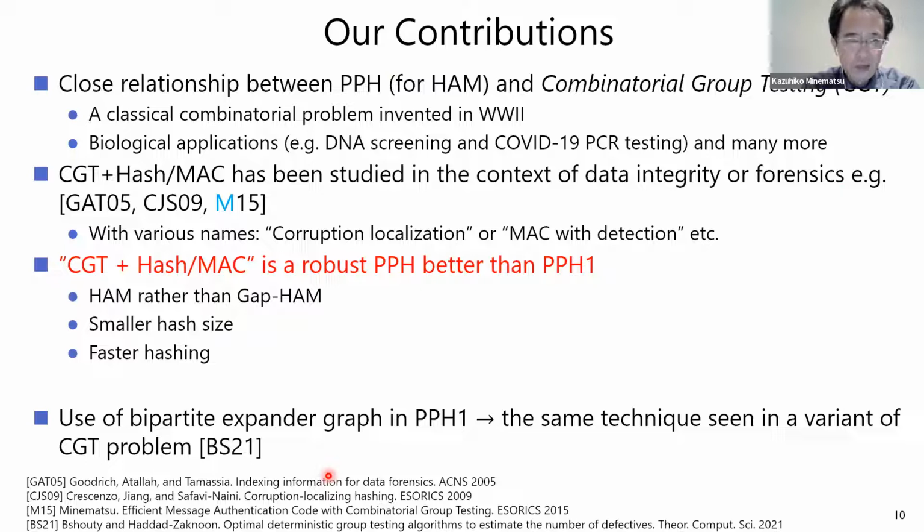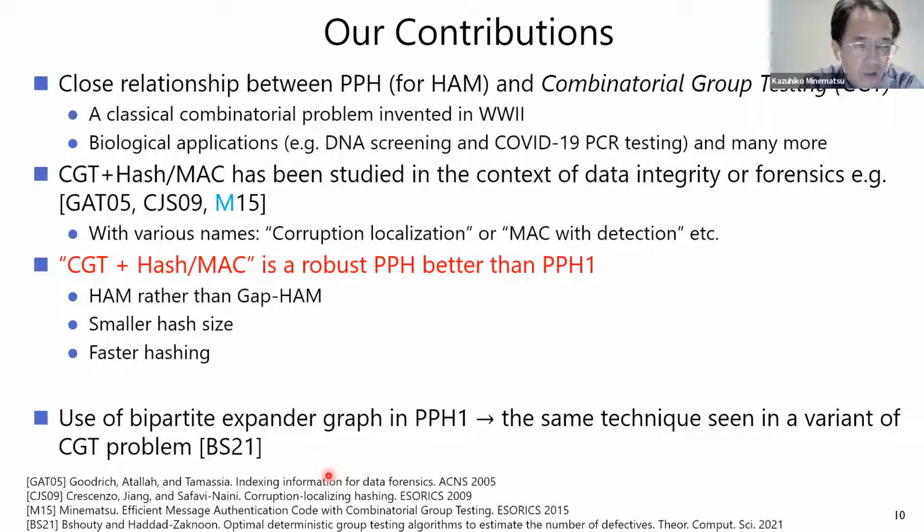So in this talk, I show that there is a close relationship between the property preserving hash function for the Hamming predicate and a classical field called combinatorial group testing, CGT, which is a classical combinatorial problem invented in World War II, so it is quite old. Since then, it has had many applications in biology such as DNA screening, and more recently it has been used in COVID-19 PCR testing. And recently, CGT has many more applications in various fields of computer science.